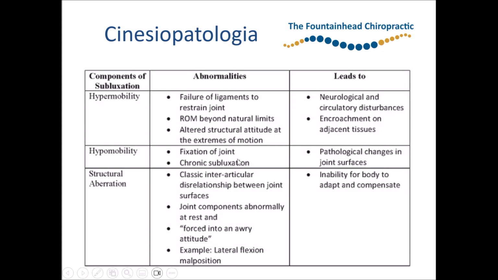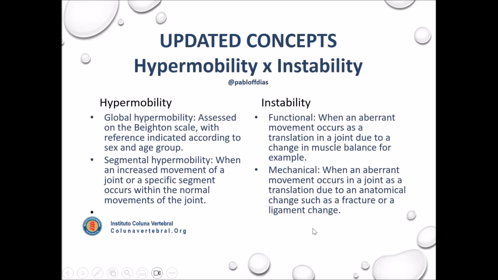And also, hypermobility is a fixation of a joint, is adhesion, is a chronic subluxation, pathological changes in the joint surface, and also structural aberration, because when there is a movement that is very strange and not typical, it can be classic interarticular disrelation between joint surfaces, like luxations, for example. Joint components abnormally at rest and forced into an abnormal attitude. Example, lateral flexion malposition. And this leads to inability for the body to adapt and compensate. It's very important.